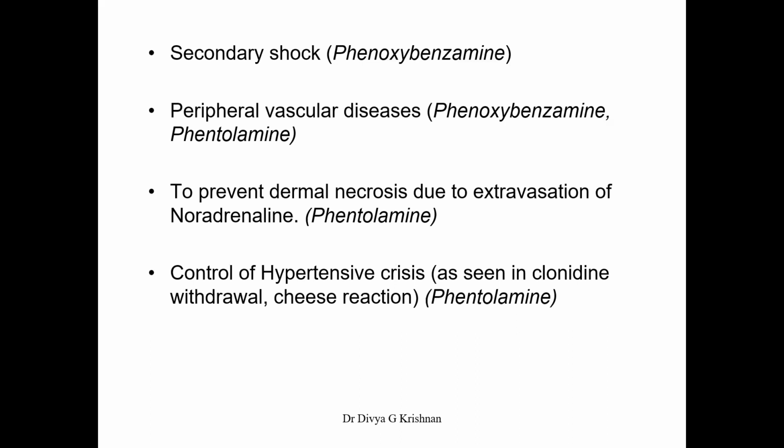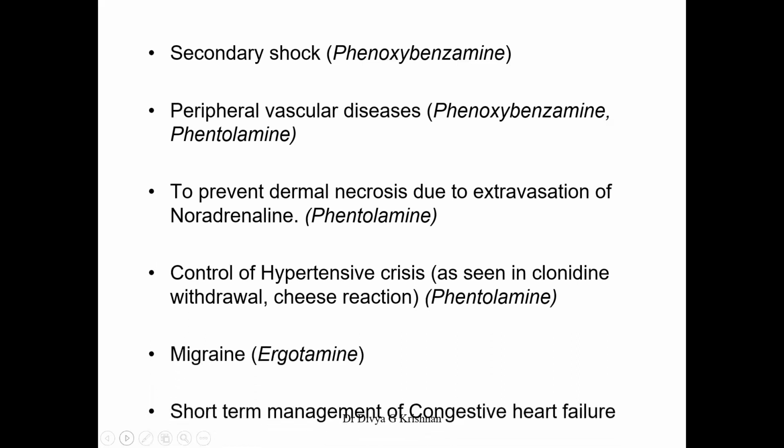Now, phentolamine is also used to control hypertensive crisis, which is seen in patients who are having clonidine withdrawal or something called a cheese reaction, which I'll be describing in separate videos. So phentolamine can be used in such cases also. It is also used for migraine and short-term management of congestive heart failure. So these are the uses of the alpha blockers. The principal uses, however, remain hypertension, benign hypertrophy of prostate, and pheochromocytoma. And the less important uses are the following. However, when you write in the exam, you have to mention all these uses for a good answer.